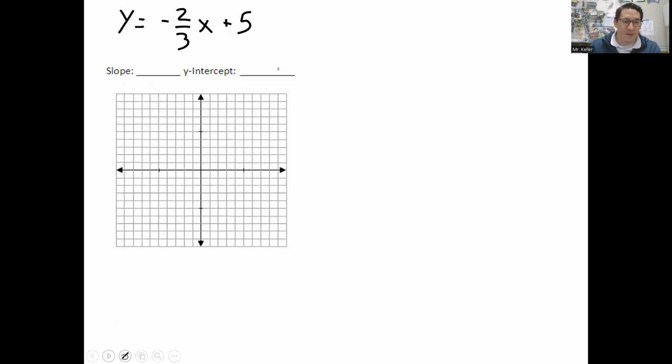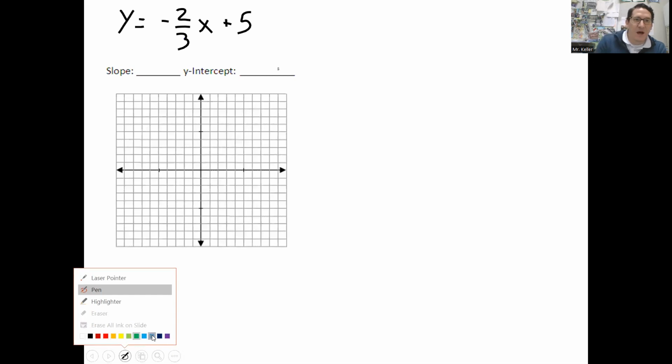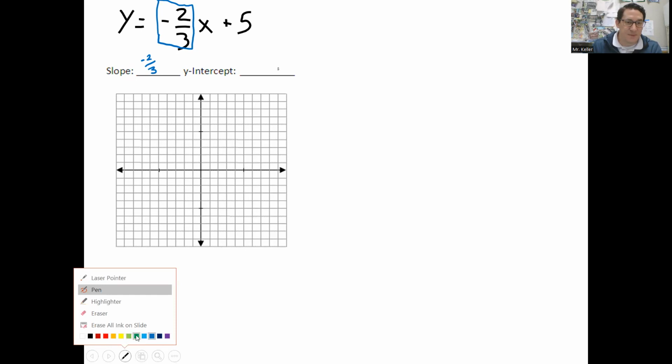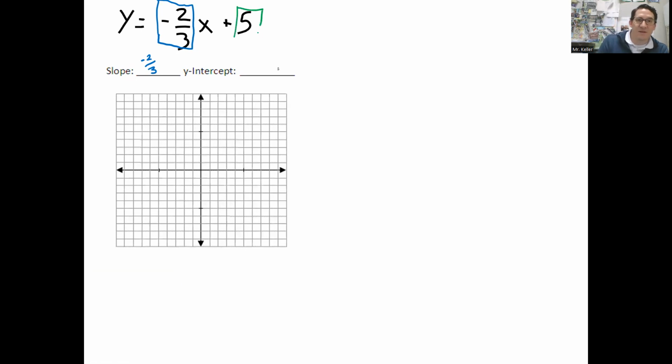Anyway, the y-intercept. So let's start here. I have -2/3 as a slope. So that's -2, 3. The y-intercept is 5. So this is the b value. That means my starting point is going to be at 0, 5. All right. I'm going to put a green star at my starting point.